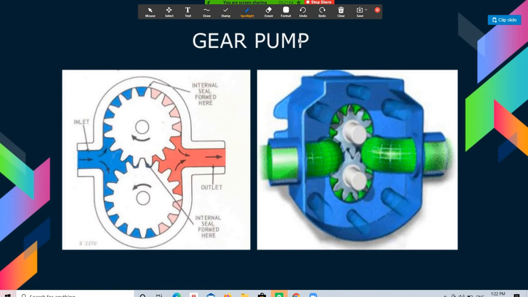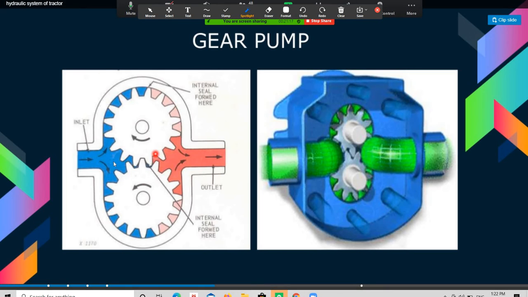So, dear student, I'm talking about the gear pumps. You can see here, gear pumps are used in most of the tractor hydraulic systems. This is the inlet and the oil comes through that inlet, and due to the opposite rotation of the internal gears, they move in opposite directions, pressurize the hydraulic oil, and it is delivered to the outlet.